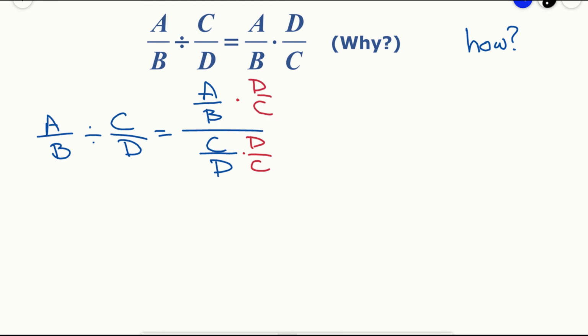All right, so now we notice that, hey, down here, this cancels, this cancels. Well, they just leave you one. So all you have is that numerator, which is A over B times D over C. There, now you know why the division of fraction rules works the way that it does. Always ask why.